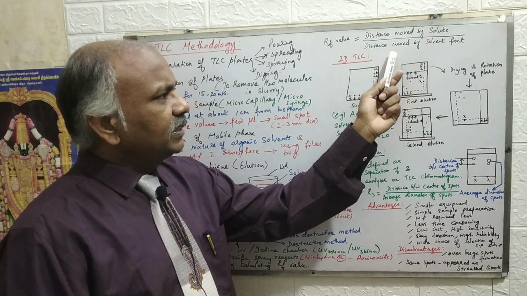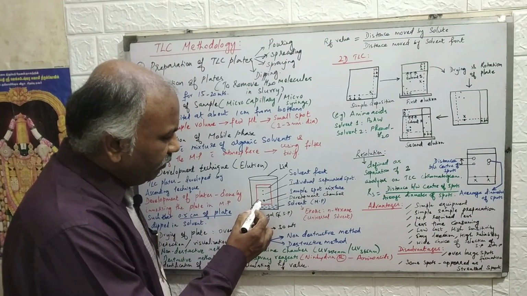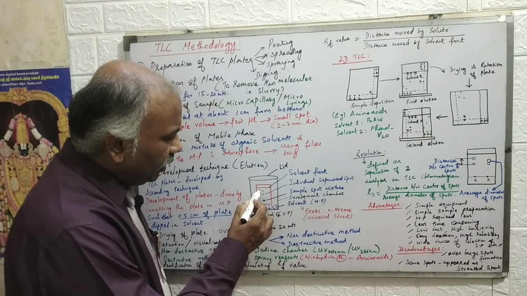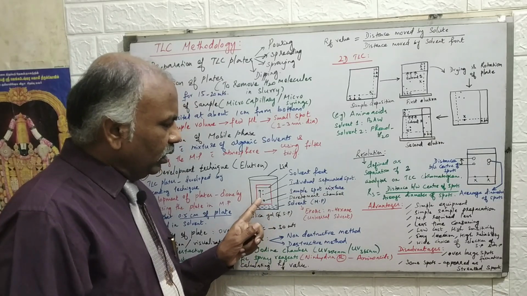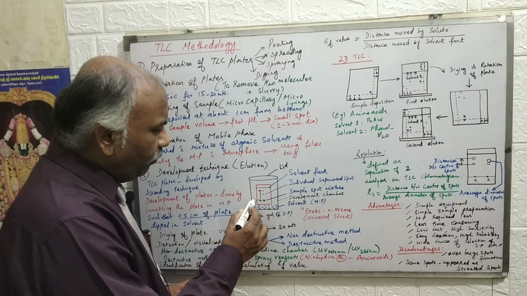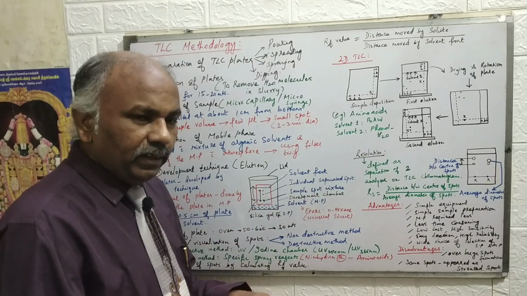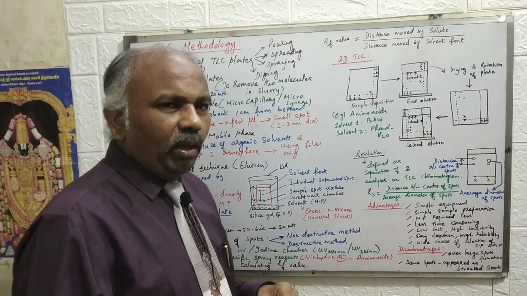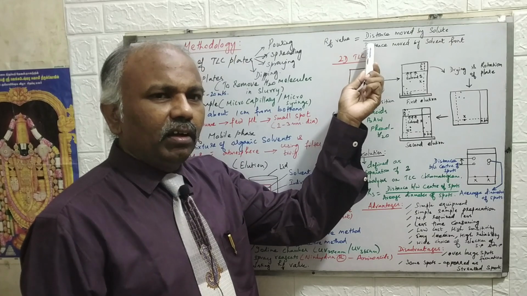So this is the distance moved by the solute, right? This is the distance from where we spot the sample to here. Whereas the distance moved by the solvent front is from here to here. This is the distance moved by the solvent front, that is, how much distance the solvent has traveled. So whatever value you get from this ratio is called the RF value.